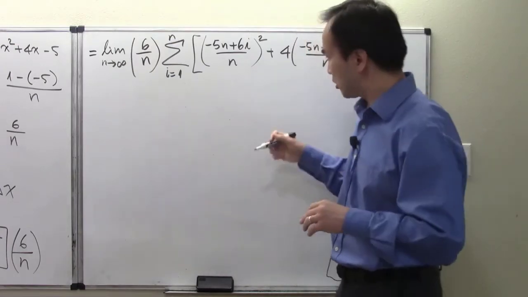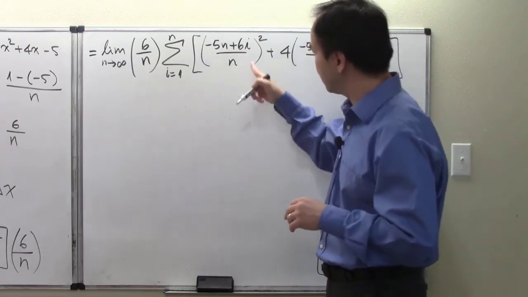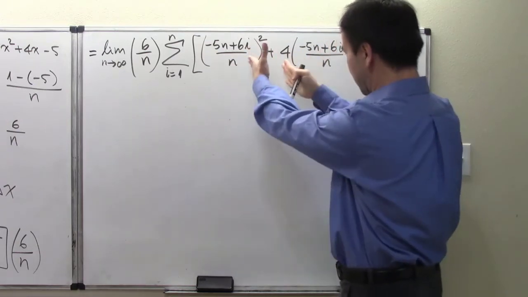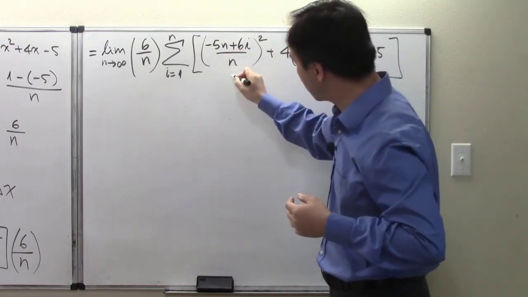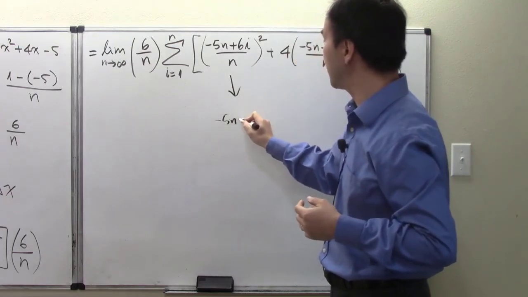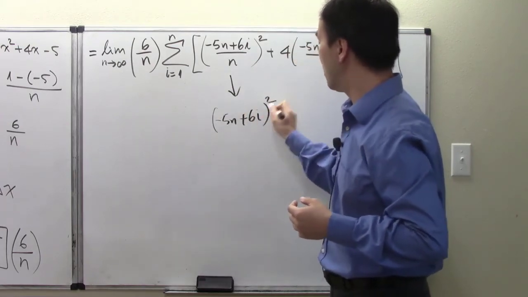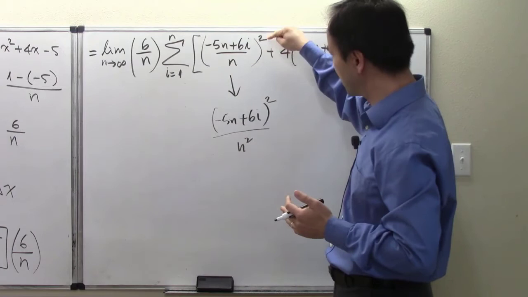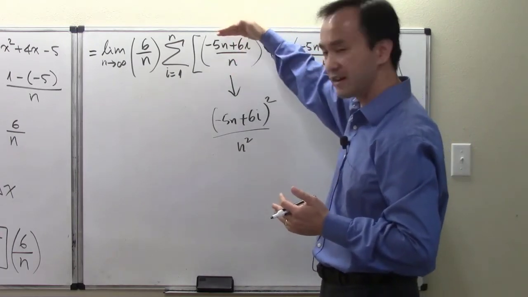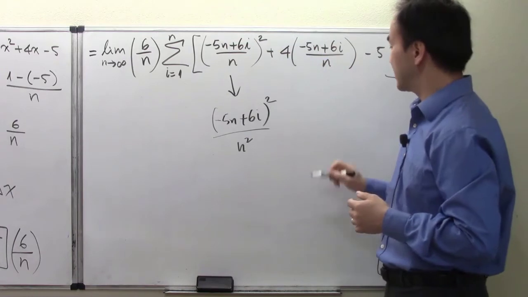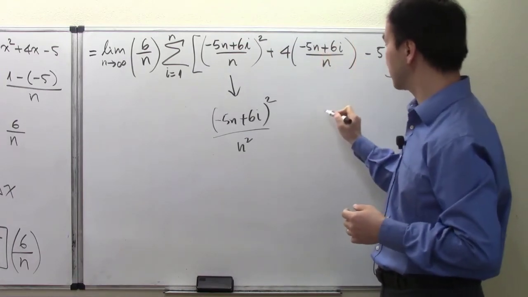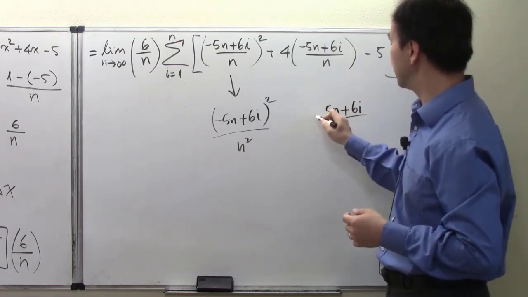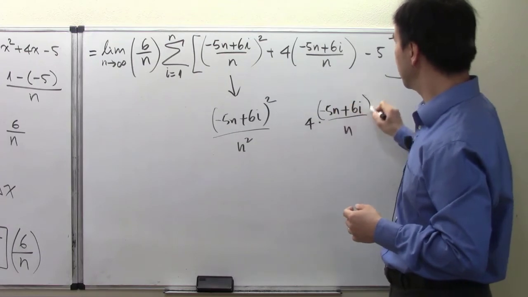But now I'm going to quickly point out a little bit of scratch work right here. The summation term has 3 terms in it. The first term itself, we can think of as (minus 5n plus 6i) squared over n squared. I purposely distributed the square to the 2 parts, the numerator and the denominator of our fraction. This second term has no power, but you can think of it as minus 5n plus 6i over n, with a 4 times in front. And then minus 5.